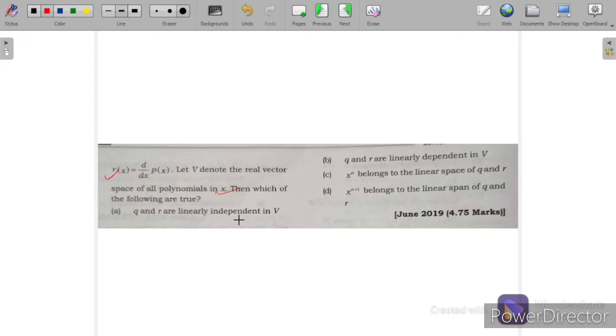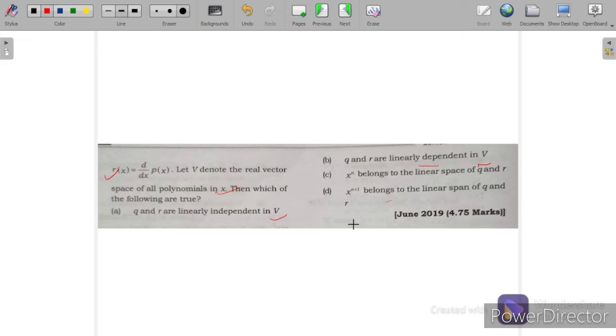The first option is Q and R are linearly independent in B. The second option is Q and R are linearly dependent in B. The third option is x to the power n belongs to the linear span of Q and R. The fourth is x to the power n plus 1 belongs to the linear span of Q and R. So how can we do this?